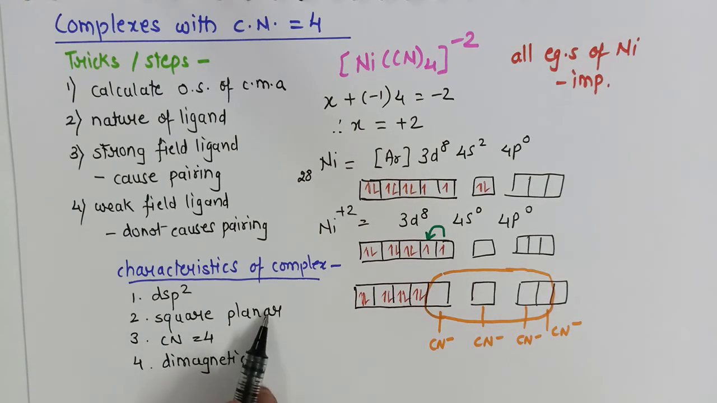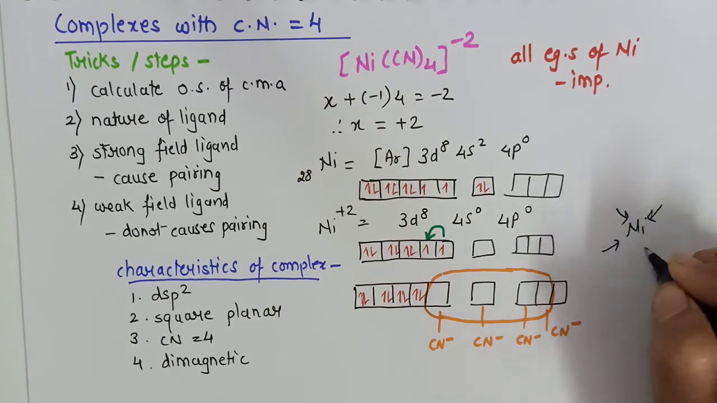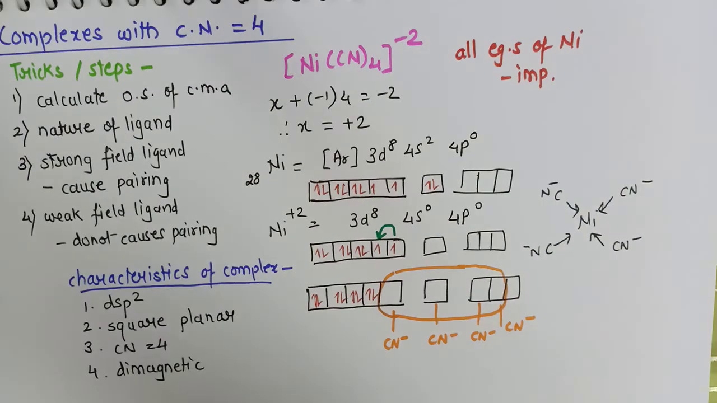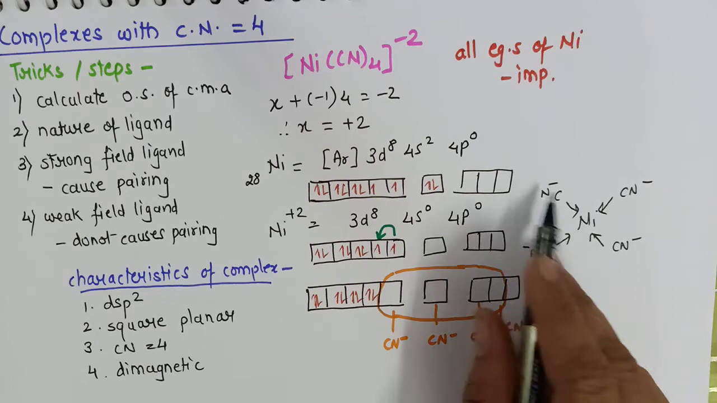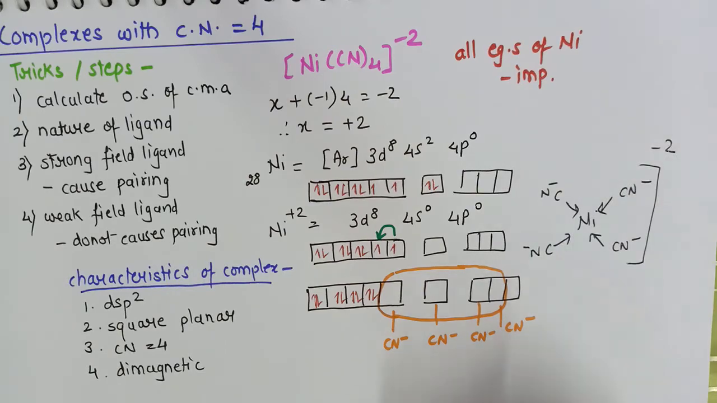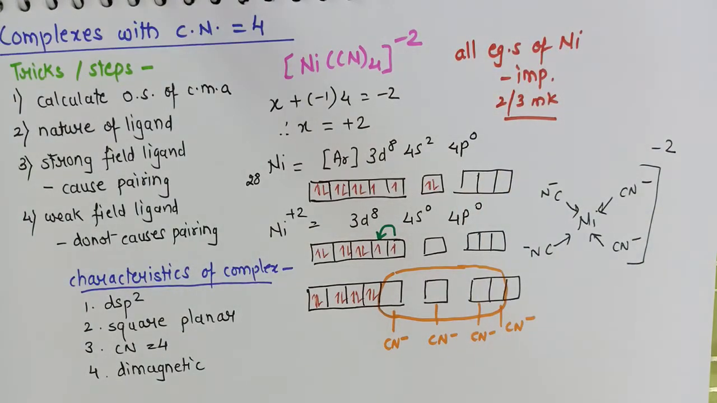So it has a square planar structure. I will show it here. Nickel coordinately bonded to 4 cyanide ligands. Nickel at the center and 4 cyanide ligands at the 4 corners of the square, with -2 charge. Now this whole question is asked for 2 to 3 marks. You need not write the theory part. Simply if you write this explanation, you get full marks in your board exams. And questions based on VBT are a sure question.